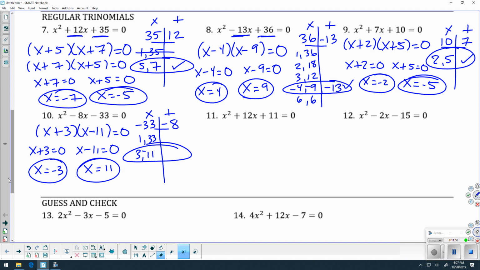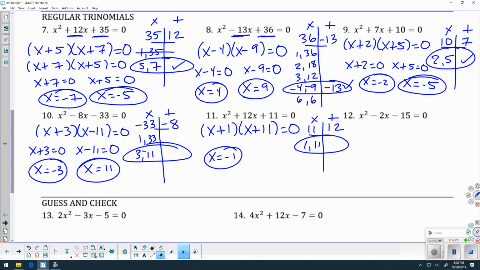So, if it's coming back to you a little bit and you're really good at your times tables, you don't have to make this table, only if it helps you. But what multiplies to be 11 and adds to be 12 shouldn't be too difficult because 11 is prime, it has to be 1 times 11. So 1 plus 11 is obviously going to be 12, so this would factor into (x + 1)(x + 11). And then solving it, we just get the opposite answers of negative 1 and negative 11 as our two solutions.